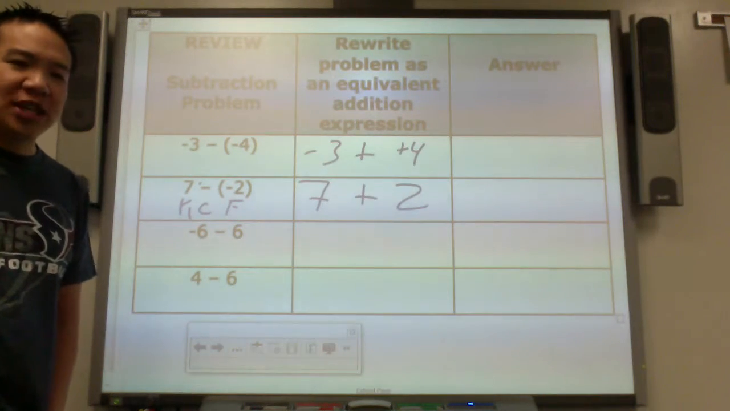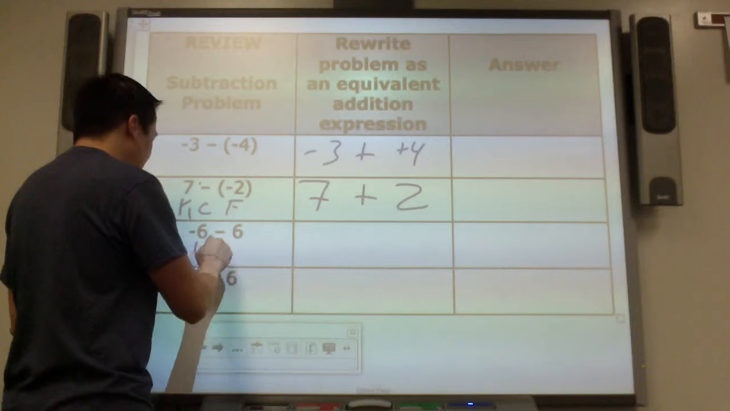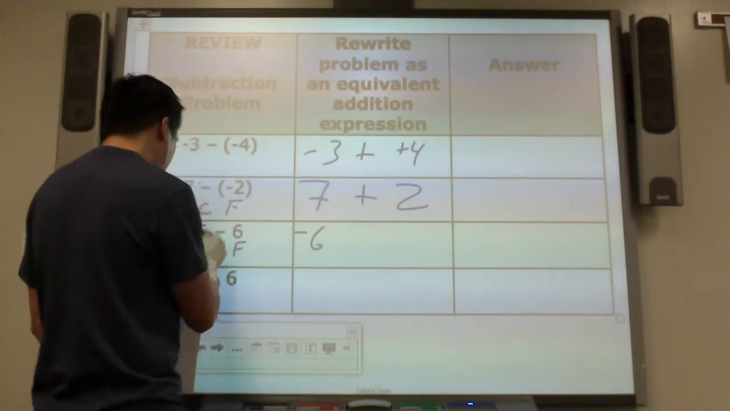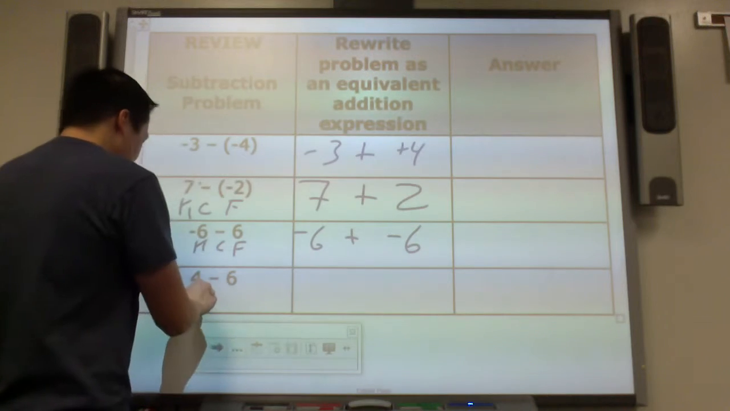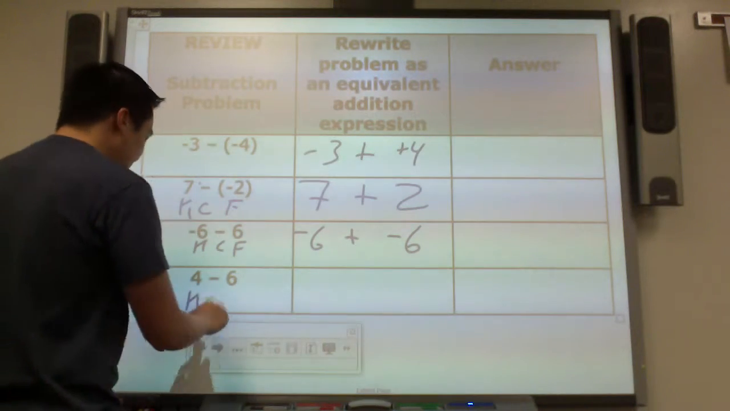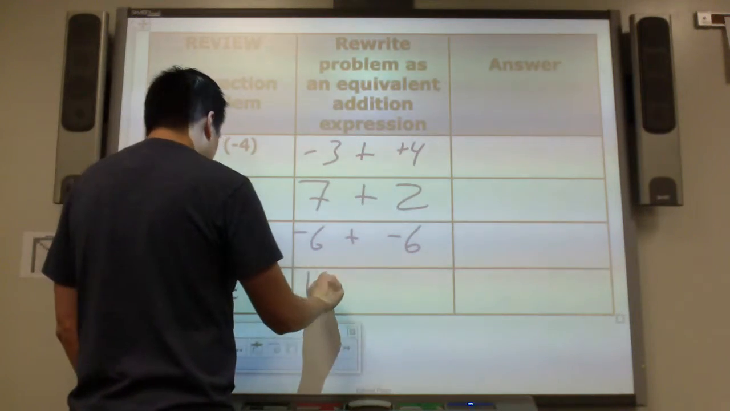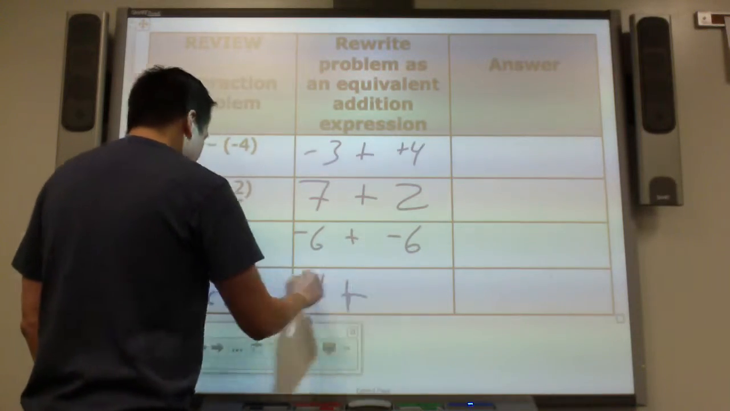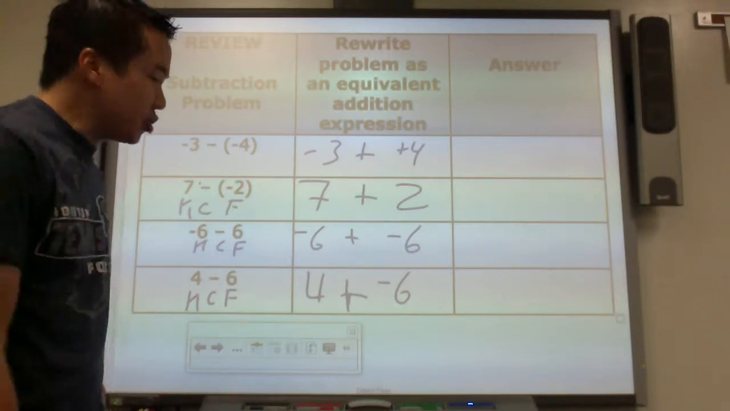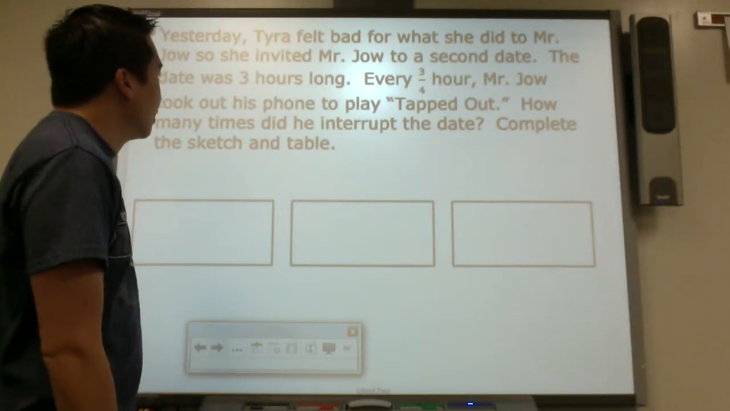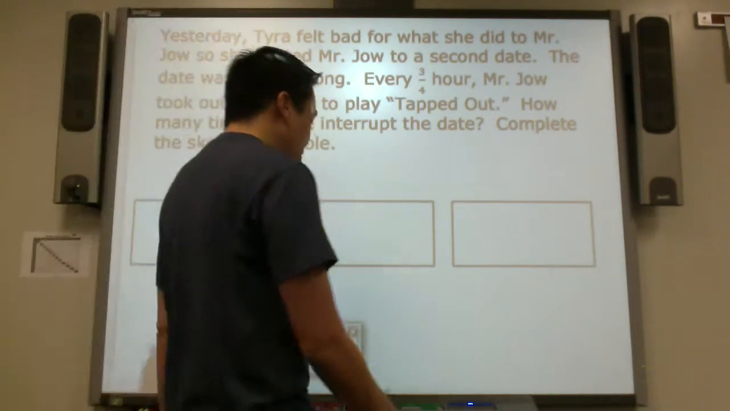What about -6 minus 6? What's the addition expression for it? Keep, change, flip. -6 you keep. Change this to a plus. Flip 6 to -6. Keep. Next one, 4 minus 6. Keep the 4. Change that to addition. Flip 6 to -6. Taking what we just learned about keep, change, flip, that's how you answer division.